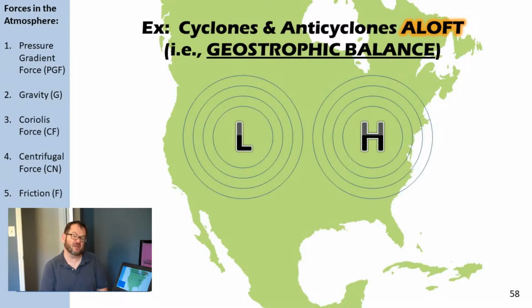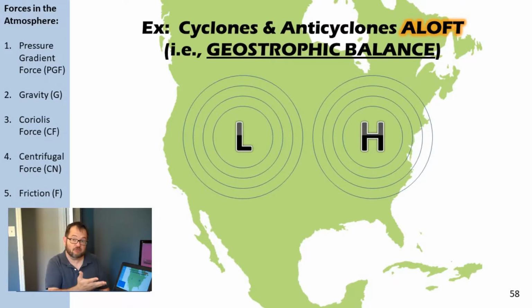Great example of the kind of phenomena that have geostrophic winds are cyclones and anticyclones aloft. Here, I've drawn two. A cyclone over here in the west, an area of low pressure that spans an area of several states, and an anticyclone over here in the east, an area of high pressure that spans several states. Those lines around them are supposed to be isobars. So the pressure is lower in the cyclone and higher in the anticyclone.